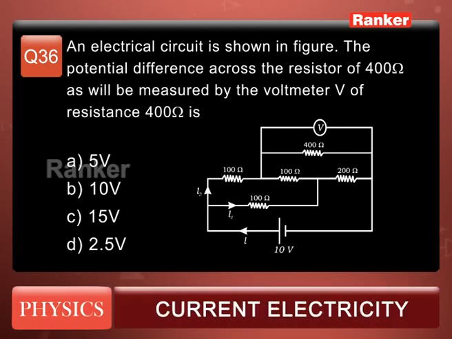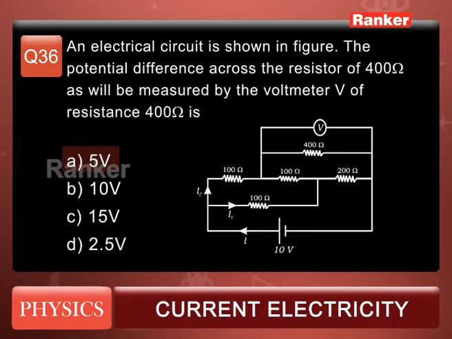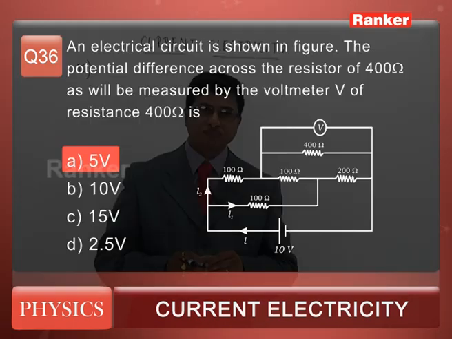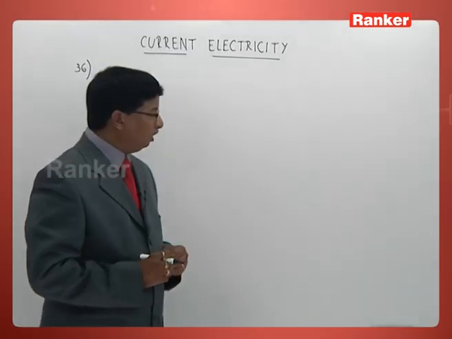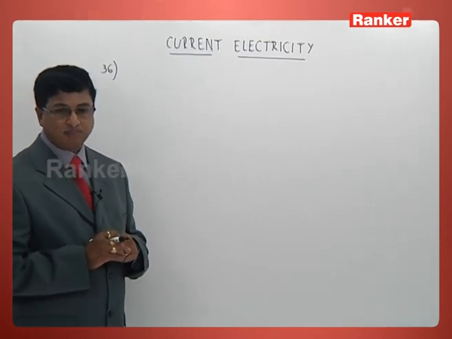One is 5 volt, the first option. Second option 10 volt. Third option 15 volt. And fourth option it's 2.5 volt. The correct answer for this one is 5 volt. That is the first option. Let us check first of all what has been the circuit that has been mentioned over here.